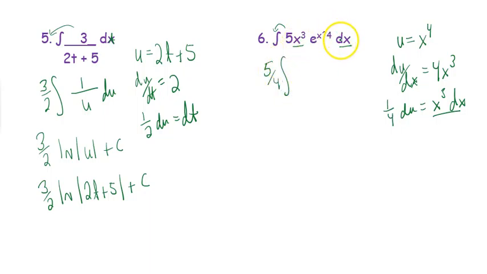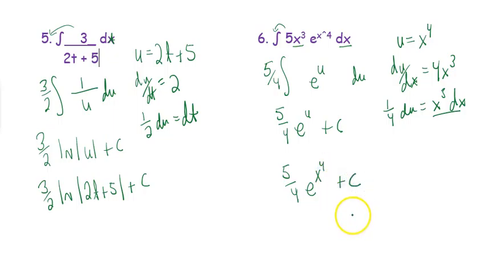This and this will go away and be replaced by the du, since I've already got the 4th in there. And I'll just have e to the u. And this one's an easy one because the antiderivative of e to the u is e to the u. So bring down my 5/4, have e to the u plus c, and plug back in. I will do another video on u sub back sub when I have time.